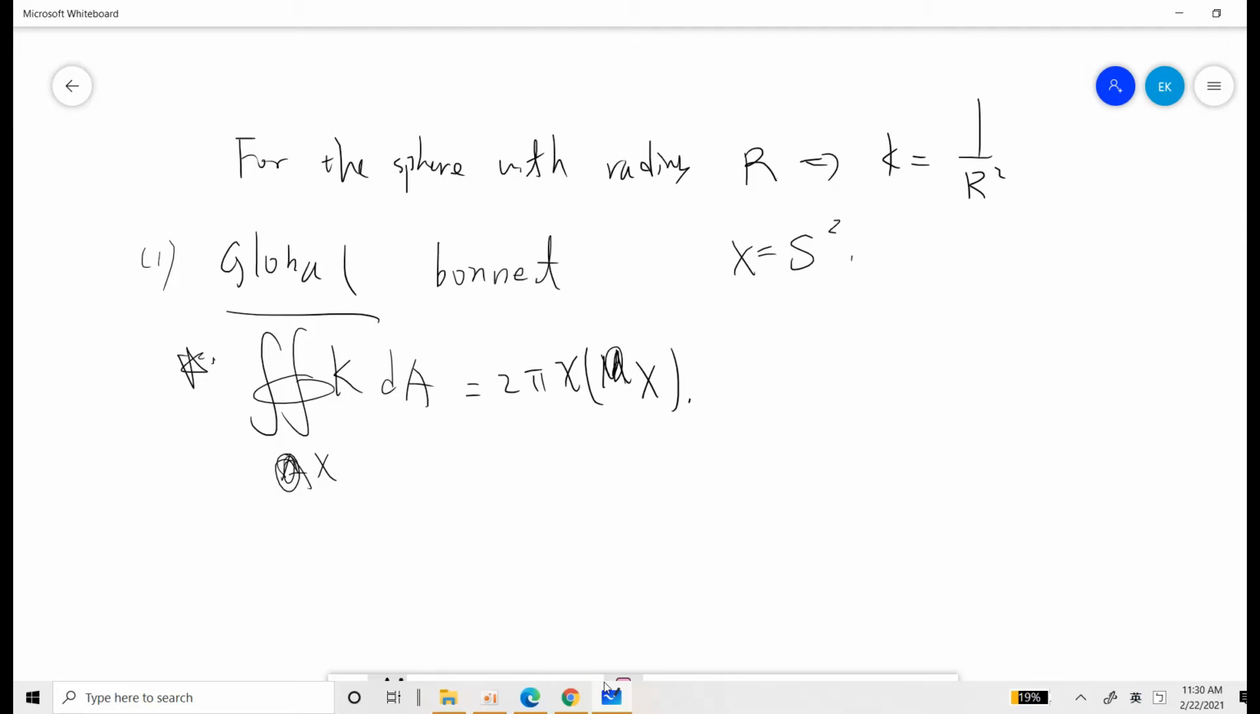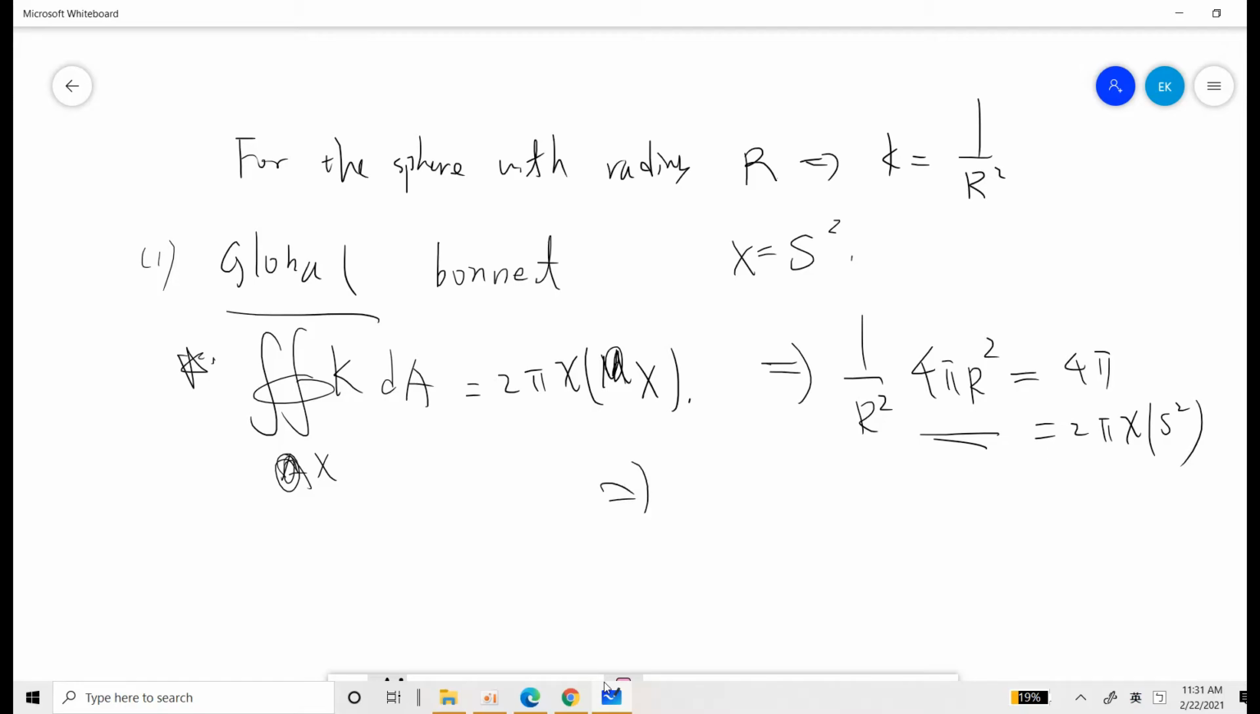So if we do this, it's very easy: 1 over r squared times 4 pi r squared, right? Because this is the surface area of the sphere with radius r. So we get 2 pi equals 2 pi chi of x squared, so we get chi of x squared is 2. Okay, I think everyone knows about this, right?